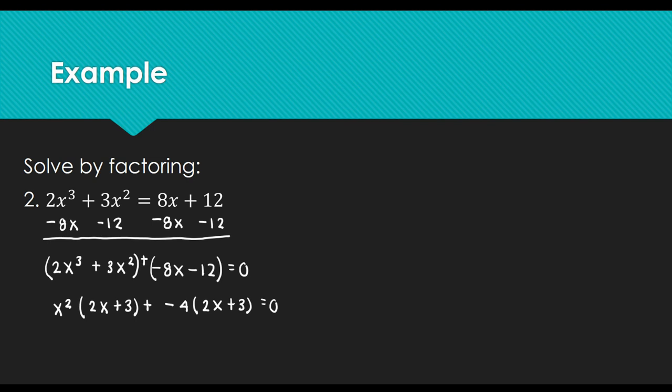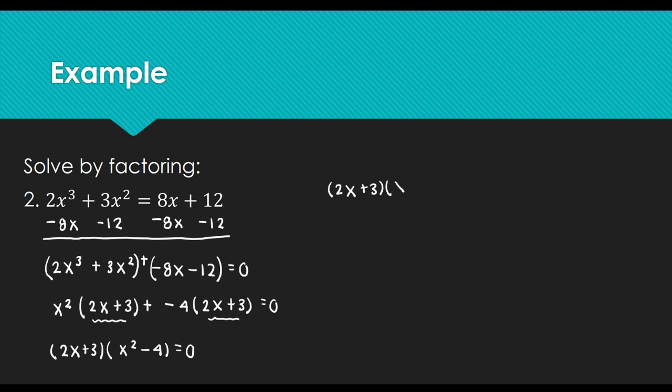And so the nice thing about this is because I have the same thing left over in parentheses, that means I can continue factoring because both of those terms have this 2x plus 3 in common. That's my GCF that I'm going to factor out. And notice that leaves me with an x squared minus 4 left over in parentheses. This still equals 0.